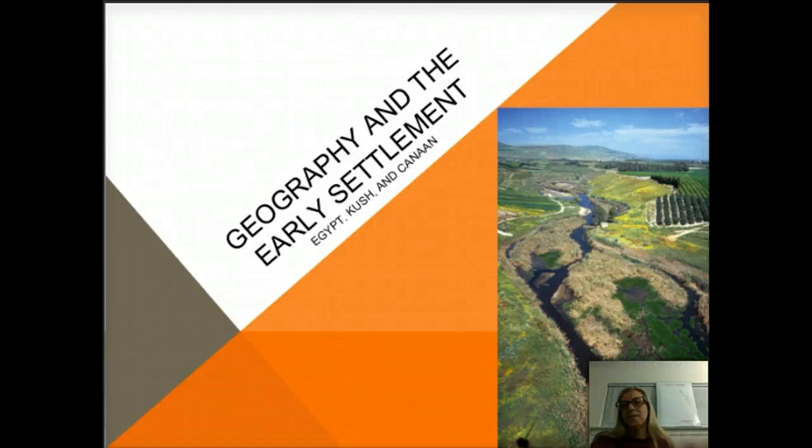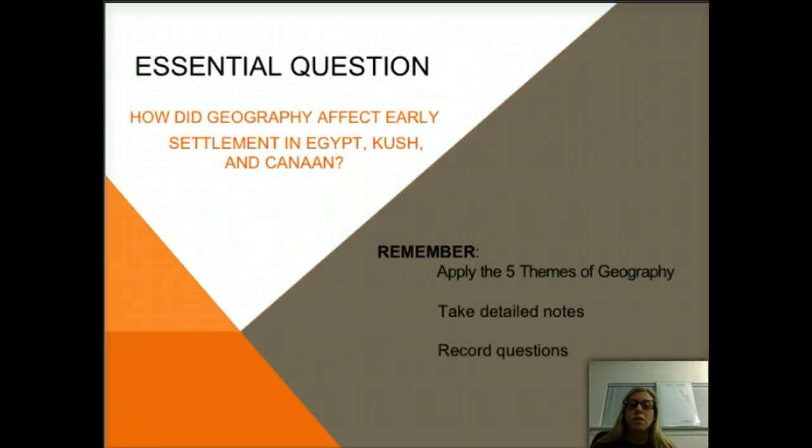Hello, class. Welcome back to our flipped classroom. We spent the last 2 weeks talking about the basics of geography. Now we are going to apply the knowledge we gained and explore how geography affected 3 early settlements. Let's take a minute to preview our essential question. How did geography affect the early settlement of Egypt, Kush, and Canaan?